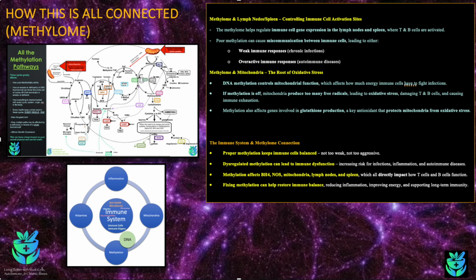So, the immune system and methylation connection. Proper methylation keeps immune cells balanced. Not weak, not too aggressive. Dysregulated methylation can lead to immune dysfunction, increasing risks of infection, inflammation, and autoimmune diseases. Methylation affects BH4, NOS, mitochondria, lymph nodes, and spleen, which all directly impact how T and B cells function. Fixing methylation can help restore immune balance, as well as your microbiome, because remember, the methylome is in your microbiome, and this will help reduce inflammation, improve energy, and support long-term immunity.